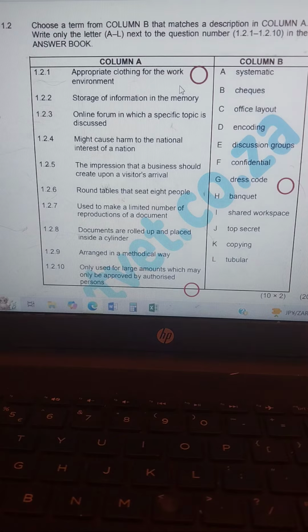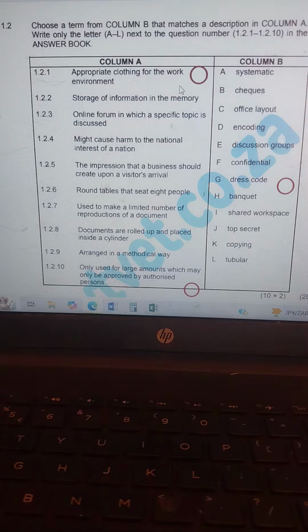So on this question, you have to choose a term from column B that matches the description in column A. The first one says, appropriate clothing for the work environment. Your answer is dress code, which is G. The second one, storage of information in the memory. Your answer is D, encoding.